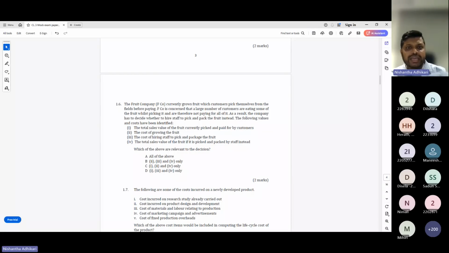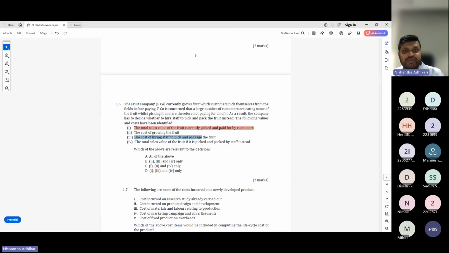First one, the sales value of the fruit currently picked and paid for by the customers. Is it relevant when we are making the decision? Yes. Before you pick the fruit, what is the revenue generated while customers pick the fruit and pay? Then you can see whether there is a significant growth in revenue. The cost of growing the fruit, is it relevant or not? Whether customers pick or we pick, the cost of growing the fruit is not relevant. It is a sunk cost. Remember, item number 2 is not relevant. Therefore, this one will be relevant, but this is not relevant.